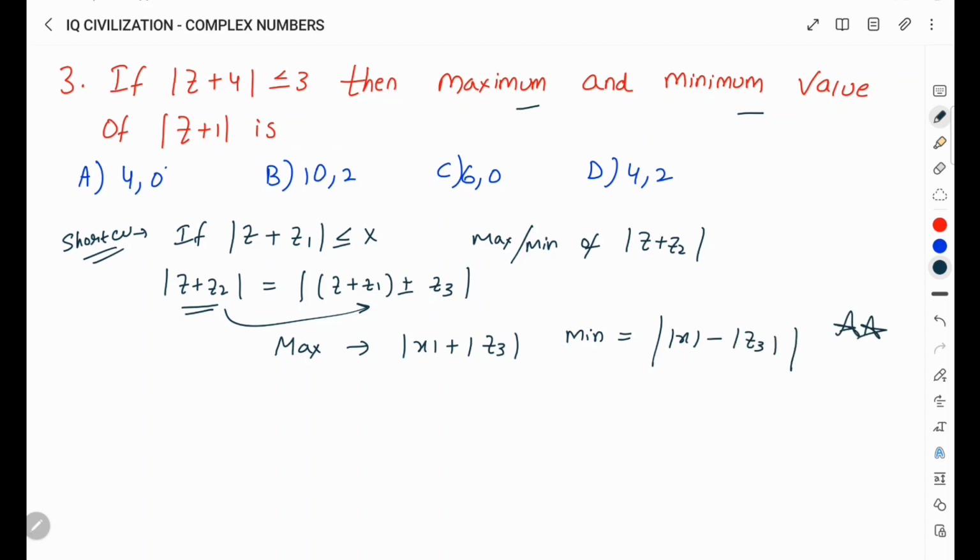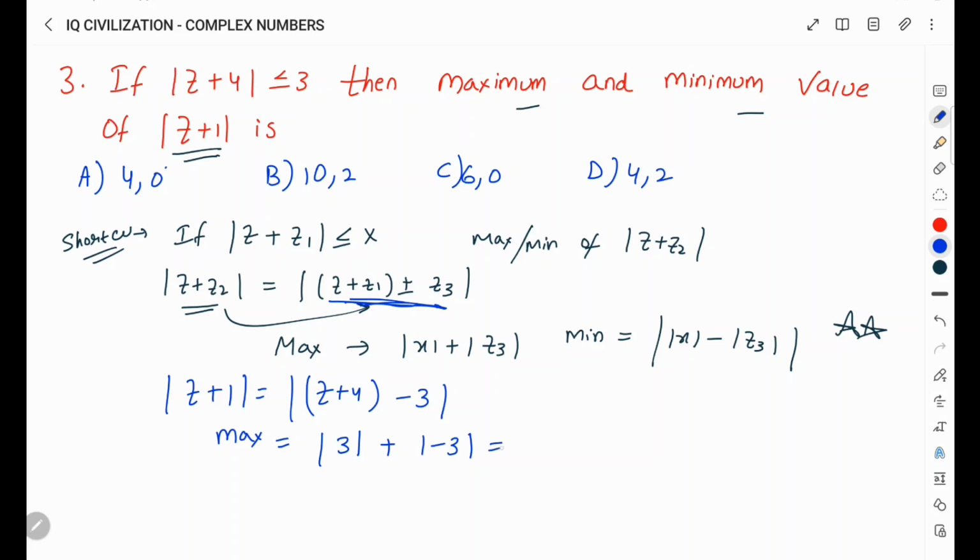Very important. See here we need to find the value of mod z plus 1. So I will write mod z plus 1 in such a way that it is mod z plus 4 minus 3. Why? Because I have to write this in the form mod z plus z1 plus or minus z3. Now we need the maximum value. The maximum value is mod 3 plus mod minus 3, which is equal to 6. The minimum value is mod 3 minus mod minus 3, which is equal to 0. So from here, this is the answer.